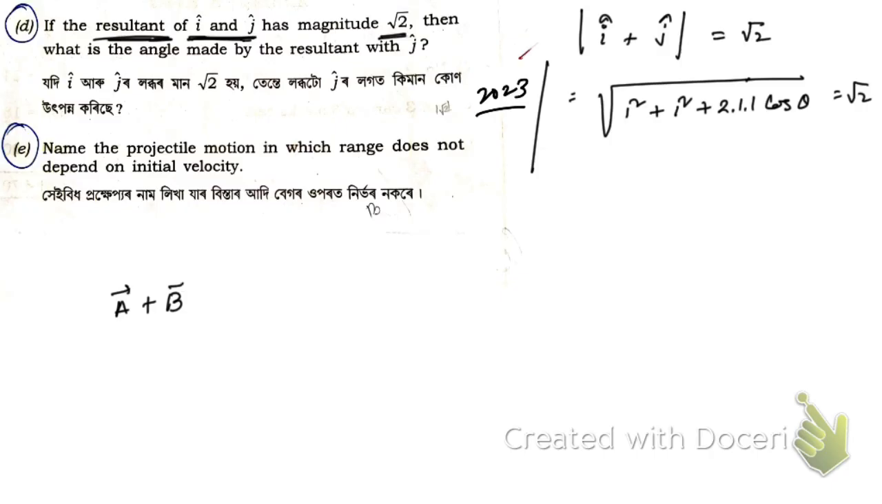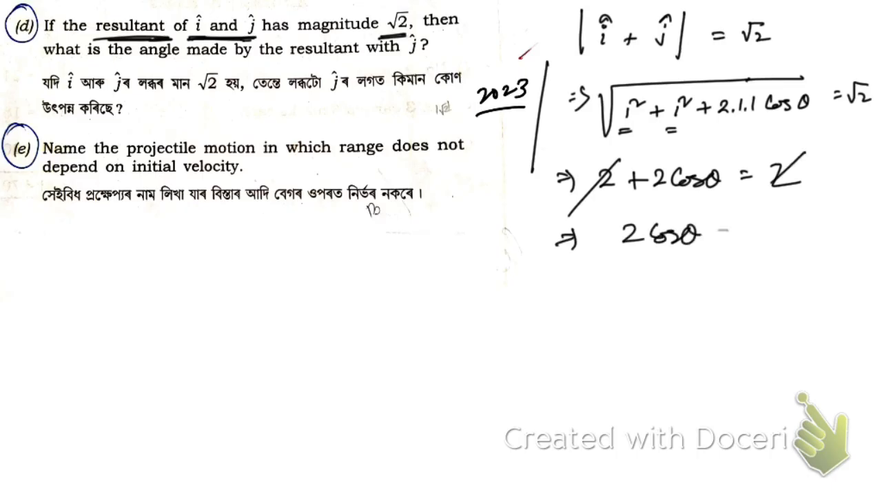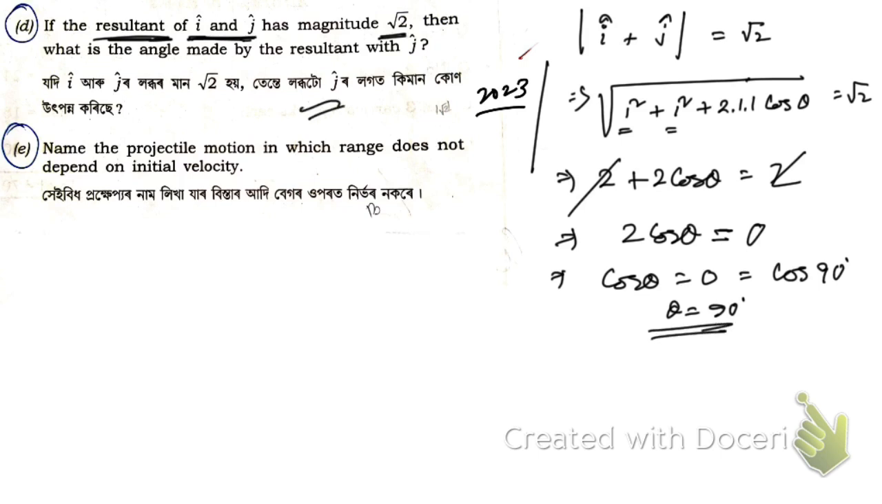But the angle between i and j is obviously 90. Actually we don't need to do this, but okay, let me show you. Squaring both sides, we get 1 square plus 1 square, that's 2 plus 2 cos theta, and on the right hand side also 2 after squaring. So 2 cos theta is equal to 0, so cos theta is equal to 0. We know that cos 90 is 0, so theta is 90. That is the angle between i and j, 90 degree.